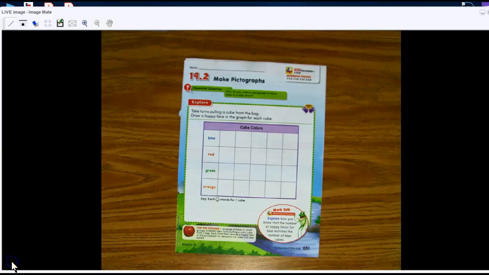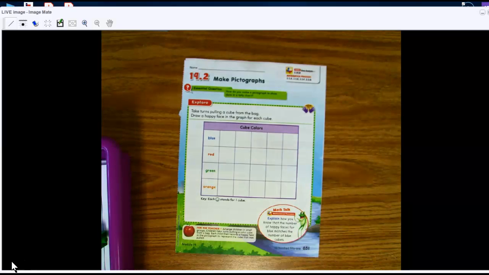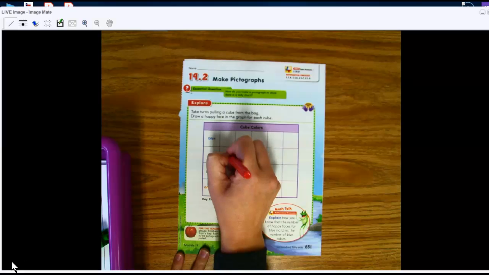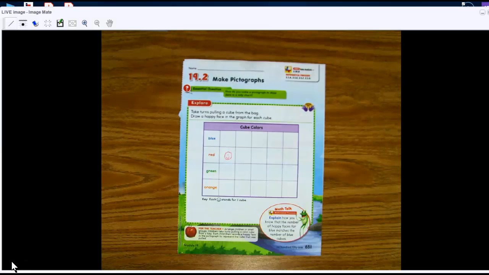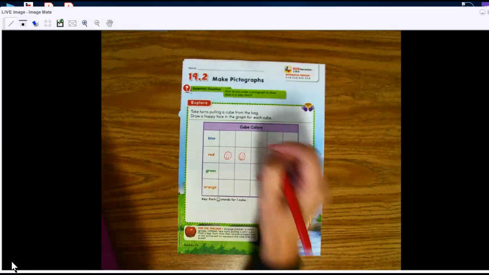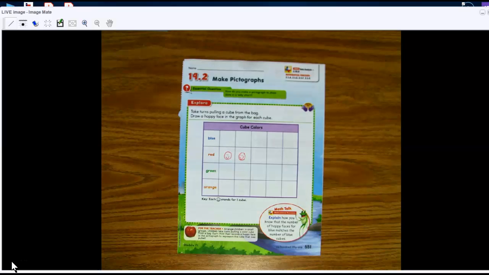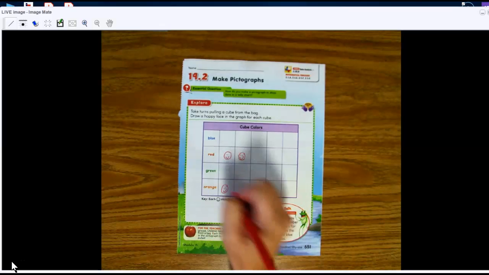Very good. Tracy, come pick one of these cubes out of here without looking. See what color we get. Red, okay? Make a smiley face in the red. So right here, we make a smiley face in the red, okay? Xavier. Another red. Make another smiley face in the red again. Heather. Orange. Oops. Orange. All right. Wyatt.